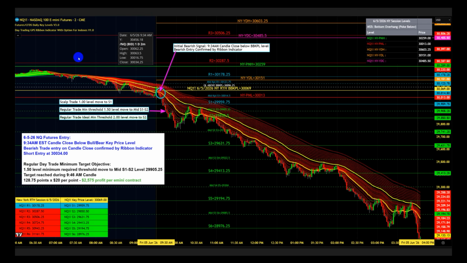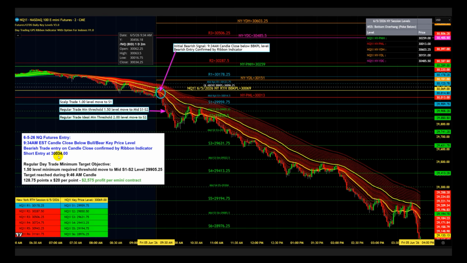Let's get started. At the close of the 9:34 a.m. candle, NASDAQ futures closed below the bull-bear key price level, which was $30,069 for today's session. At the same time, the ribbon indicator turned fully red, and the lower ribbon bands began expanding away from the ribbon base, signaling increasing bearish momentum and trend confirmation. With both conditions satisfied, a confirmed close below a major key level and bearish ribbon confirmation, the requirements for a short trade entry were met.